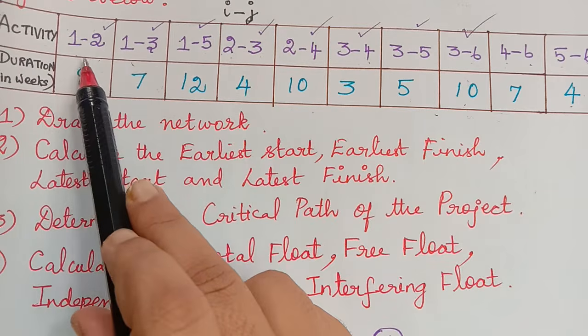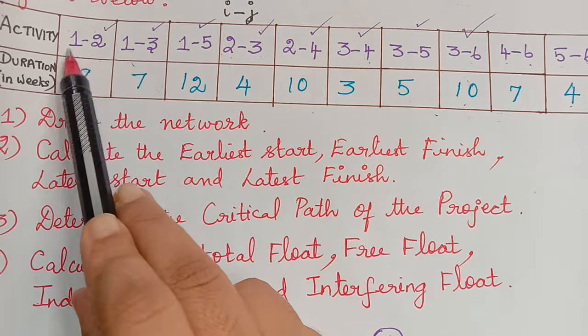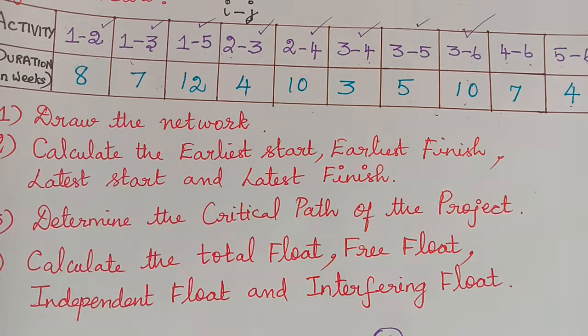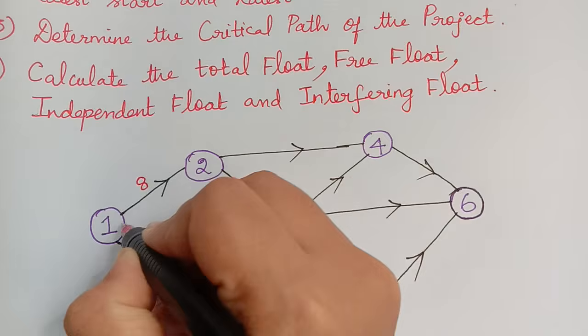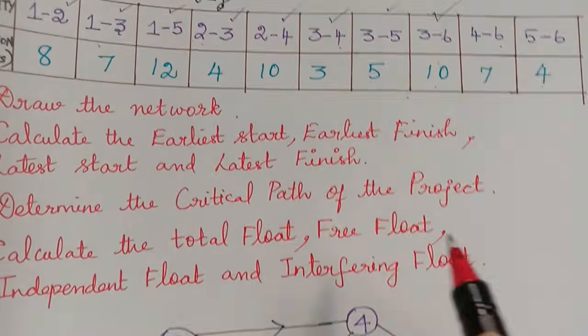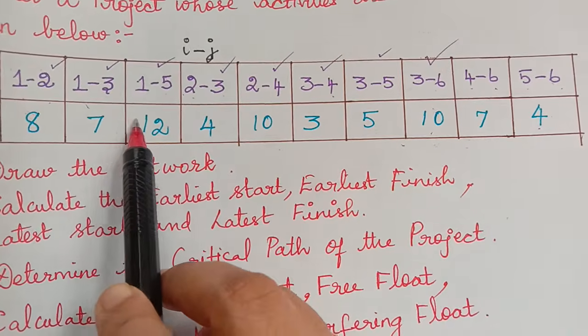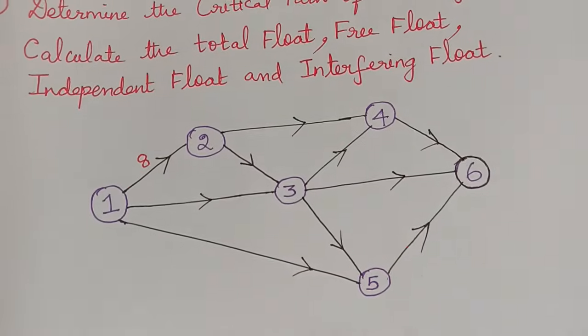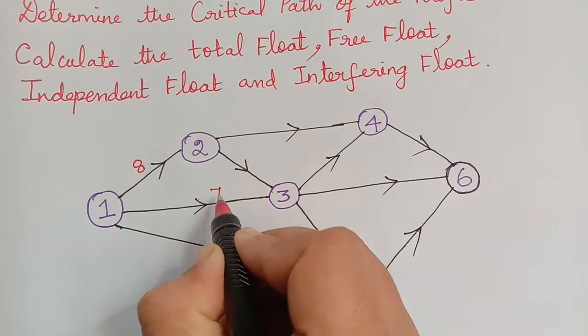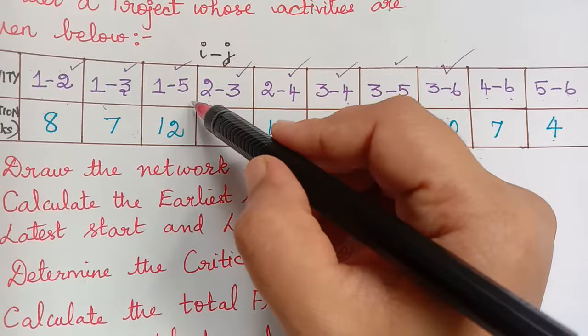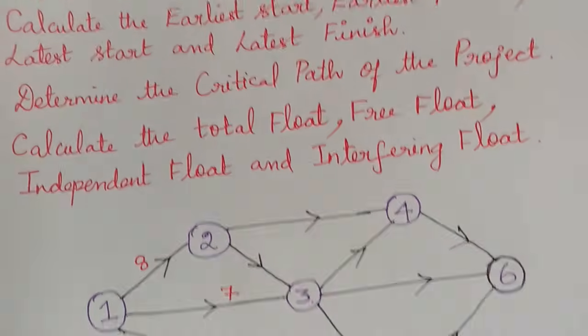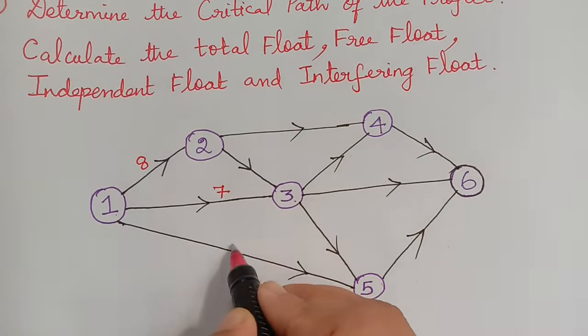That is, the duration taken to complete activity 1 to 2 is 8 weeks. So what we shall do, that 8 we will write over this arrow. Next, to complete 1 to 3, the duration taken is 7, so that we shall write over this arrow. Then the duration taken to complete 1 to 5 is 12, so we shall write that 12 over here.